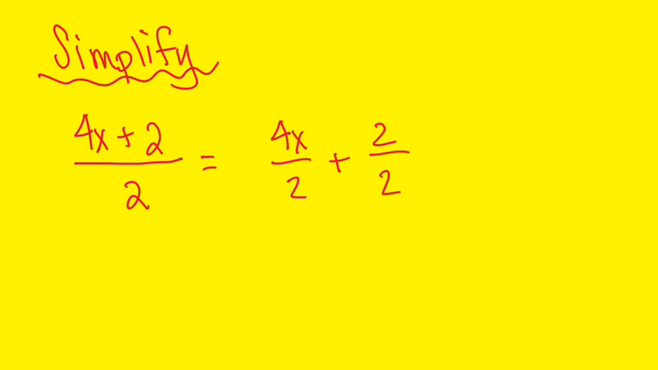So why do we care about all this? Because when we simplify something that looks like this, we can see that 2 can be divided into both of these. Because what this fraction actually is, is 4x divided by 2 plus 2 divided by 2. And if I simplify this, I know that I can reduce 4x over 2 to 2x, and 2 divided by 2 is 1. So we're just simplifying here by dividing.